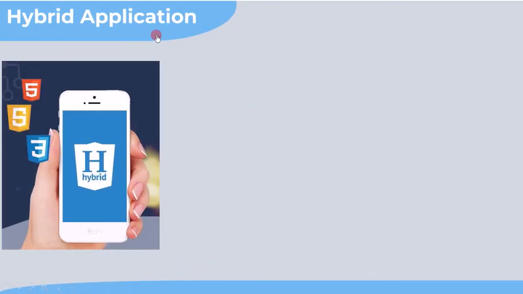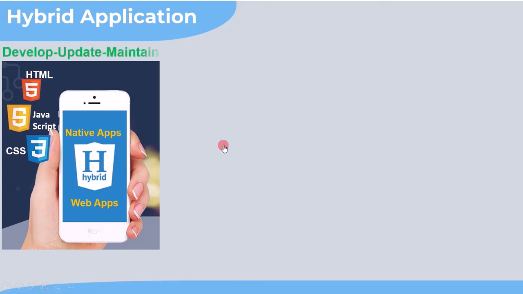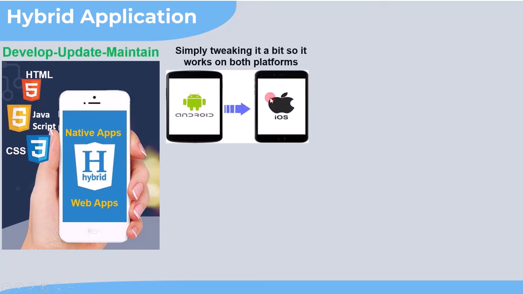The third type of mobile application is hybrid apps. Hybrid apps, like web apps, are built with JavaScript, HTML, and CSS, and they run in something called a web view, a simplified browser within your app. They are a combination of native apps and web apps. You install it like a native app, but it's actually a web app on the inside. And instead of building two apps, you're building one app and simply tweaking it a bit so it works on both platforms, iOS and Android.